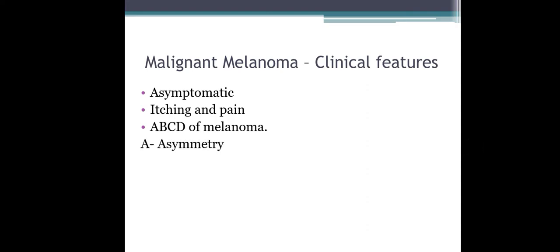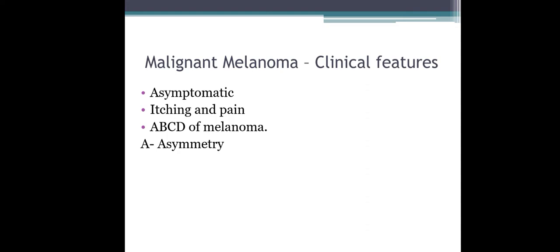Now, the clinical features: usually they are asymptomatic. Some patients will have itching and pain. Now, another point to remember is the ABCDE of melanoma. What is this that you have to remember? Because you have to differentiate this melanoma clinically from a normal benign nevus. So how do you differentiate? Both are melanocytic tumors. One is malignant, another one is benign. So how will you clinically diagnose a malignant change?